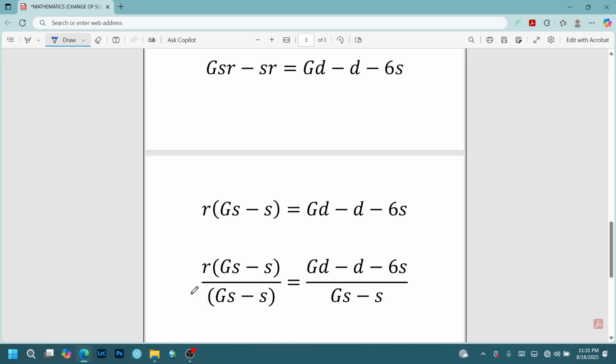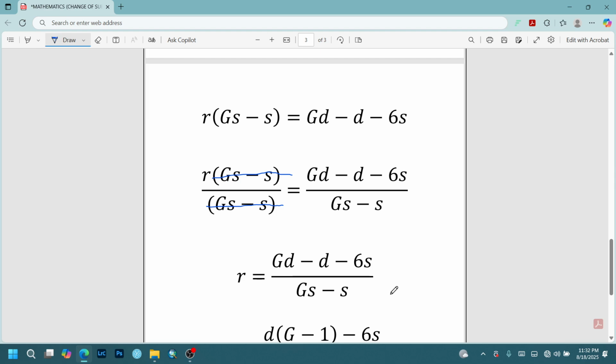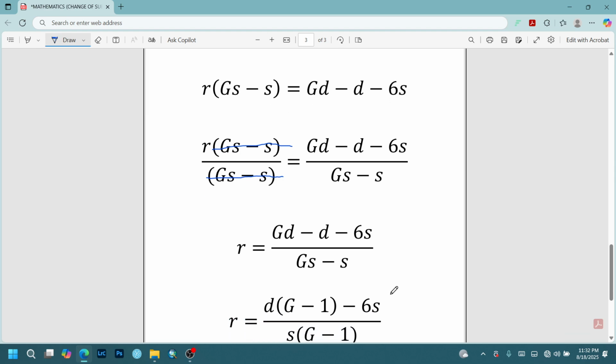So we do some cancellations here. JS minus S will cancel itself, JS minus S, right? Leaving R to become independent, or the subject of the relation. So we are going to have our R to be the fraction GD minus D minus 6s over JS minus S, right?